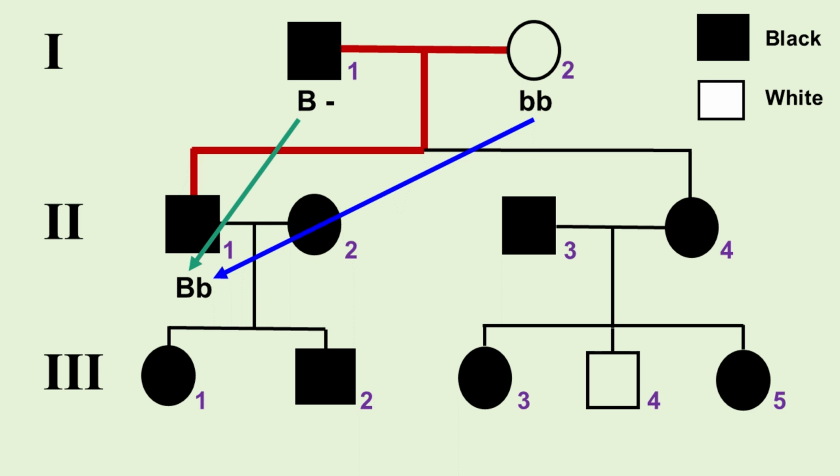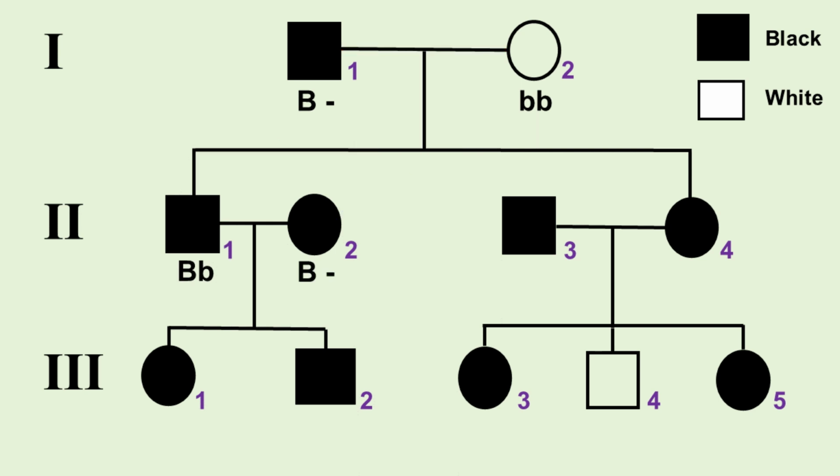We know its father, I1, has at least one big B, but its mother only has small b alleles. As offspring receive one allele from their father and one from their mother, the only chance for II1 to become black is to obtain a big B allele from its father. So what it receives from the mother will be small b. So we know II1 is heterozygous, big B, small b.